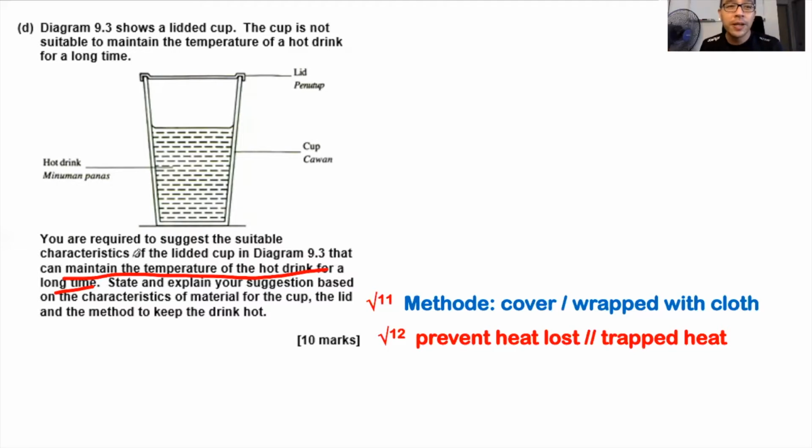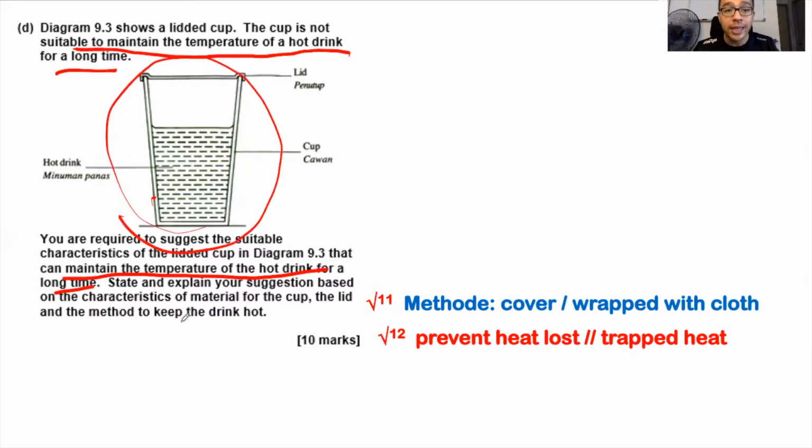So the problem with this cup is it's not suitable to maintain the temperature of a hot drink for a long time. It cannot keep the water hot for a long time. So we want to change this cup. We want to modify this cup so that it can keep the drink hot. So you look at it in terms of a few characteristics. One is the material of the cup. And then what is the material of the lid? And then the method to keep the drink hot.